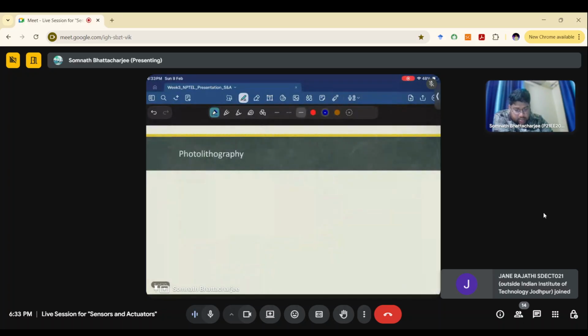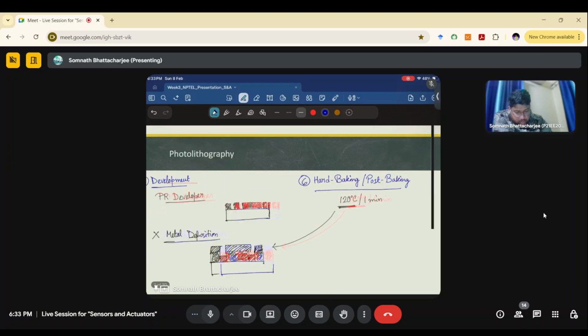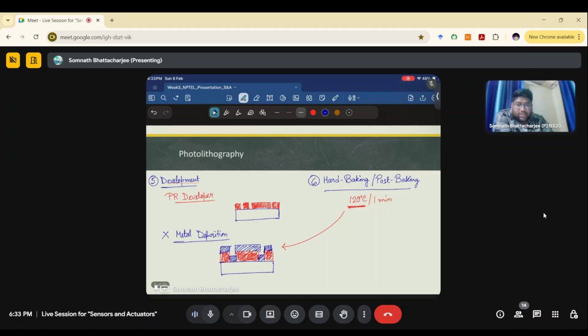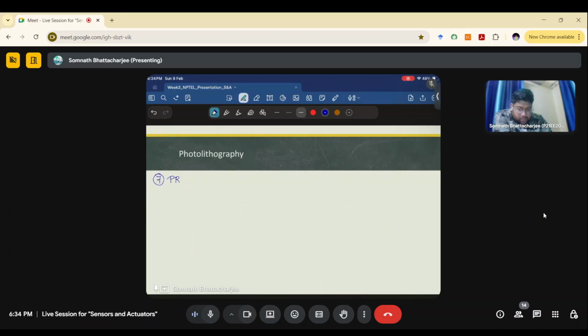After that, there's a step called... just a second, yeah. So the structure looks like this. Your metal has been deposited on top of the PR and in between the PR as well. After that, we'll remove the PR. So how is this PR removed? We'll have a structure like this.